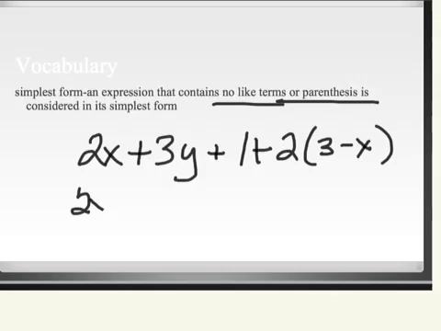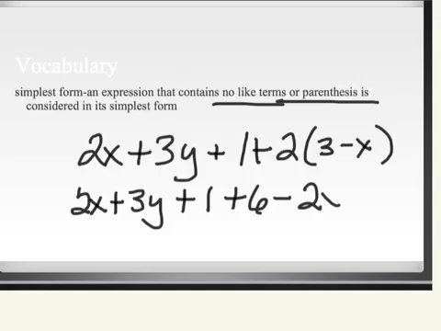So to put it in its simplest form, I'm going to try to get rid of the parentheses. We remember we do that by the distributive property. We talked about this last year. We'll talk about it again now. 2 times 3 is 6. 2 times a negative x is a negative 2x. And then I see I've got some like terms. These guys are alike. And I see no other like terms.